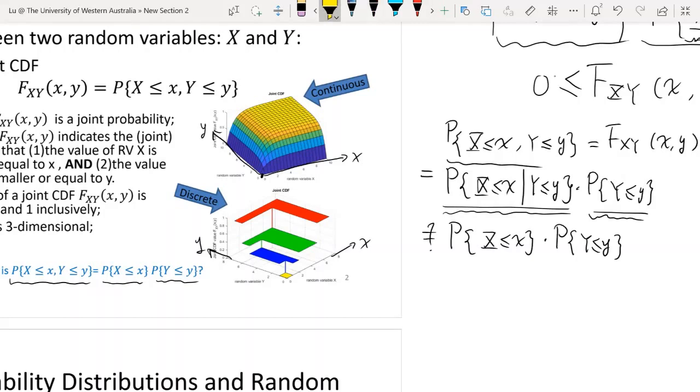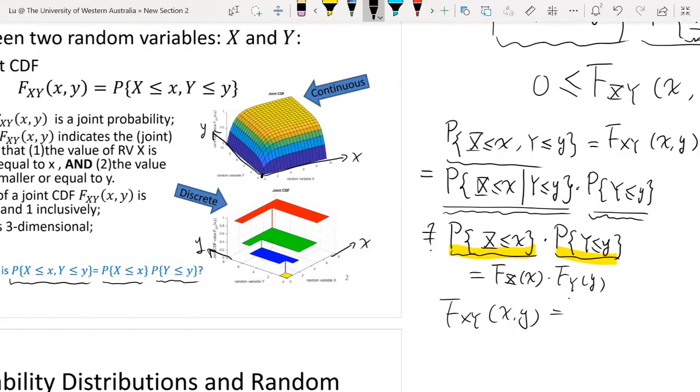Actually, this first term is the CDF function of the x random variable itself, and the second term is the CDF function of the y random variable itself. The original question is asking if this one equals F_X(x) times F_Y(y) or not.